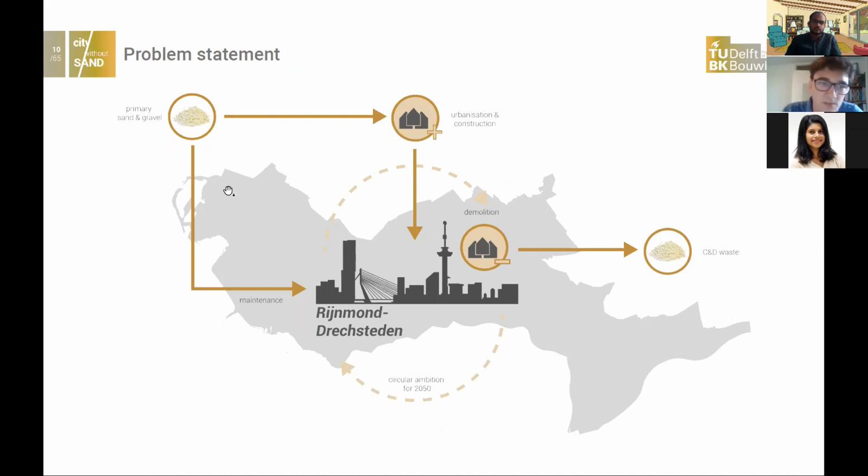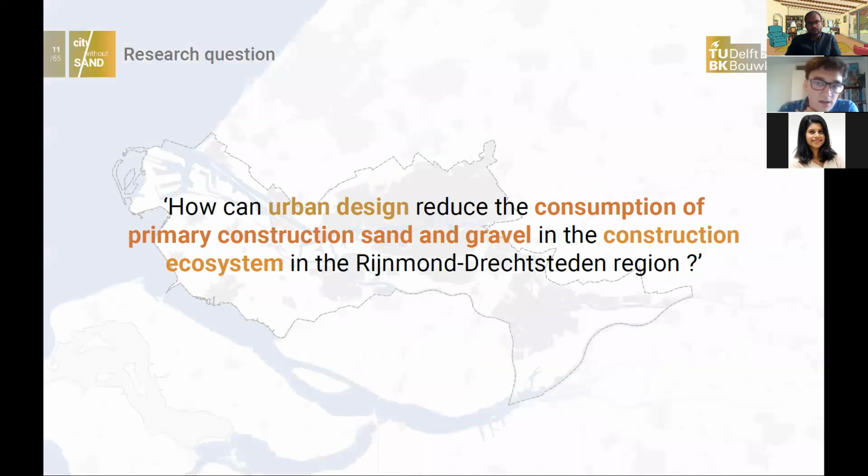The problem statement is that there is urbanization and construction in the region, which demands primary material, but on the other hand, there's also a circular ambition in the region. And I tackled this problem with this research question. How can urban design reduce the consumption of primary construction sand and gravel in the construction ecosystem in the Rijnmond-Drechtsteden region?